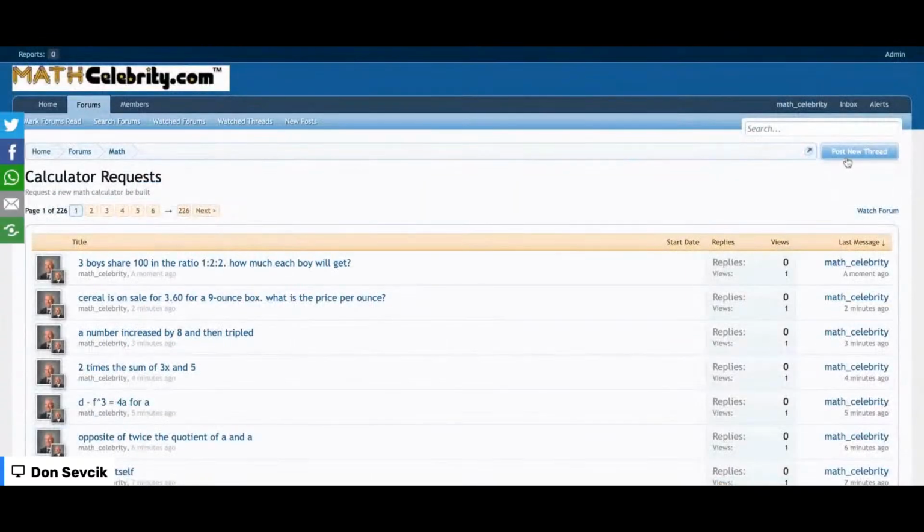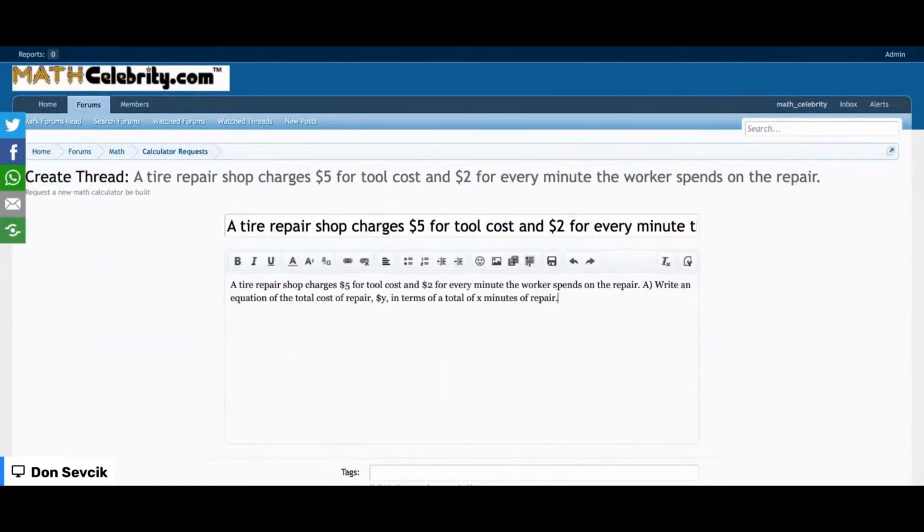Tire repair shop charges $5 for tool cost and $2 for every minute the worker spends on the repair. Write an equation of the total cost of repair Y in terms of total of X minutes of repair. So we have Y equals cost per minute of repair times minutes of repair plus tool cost.